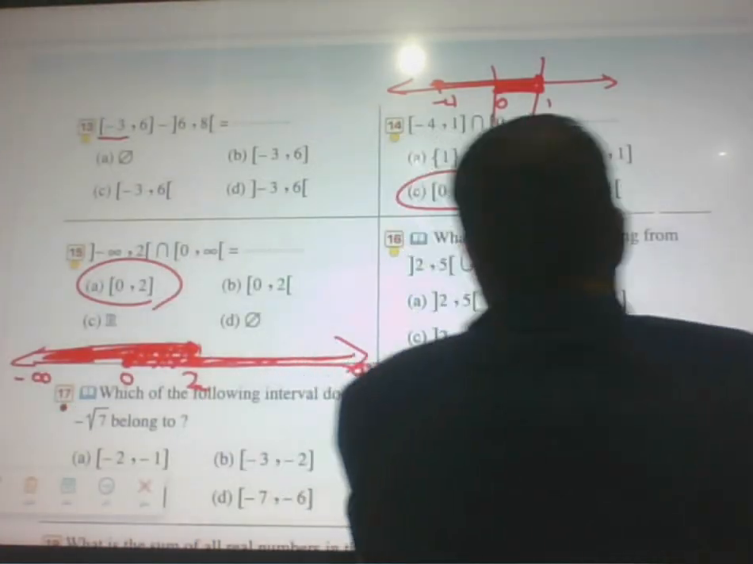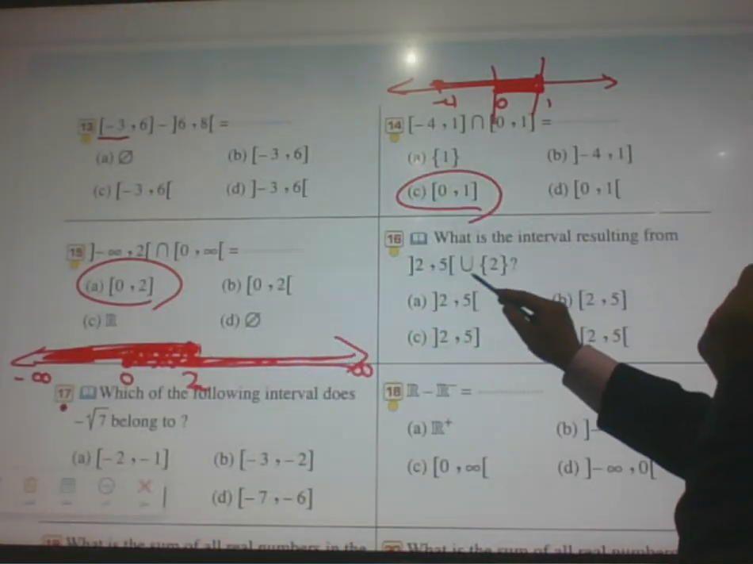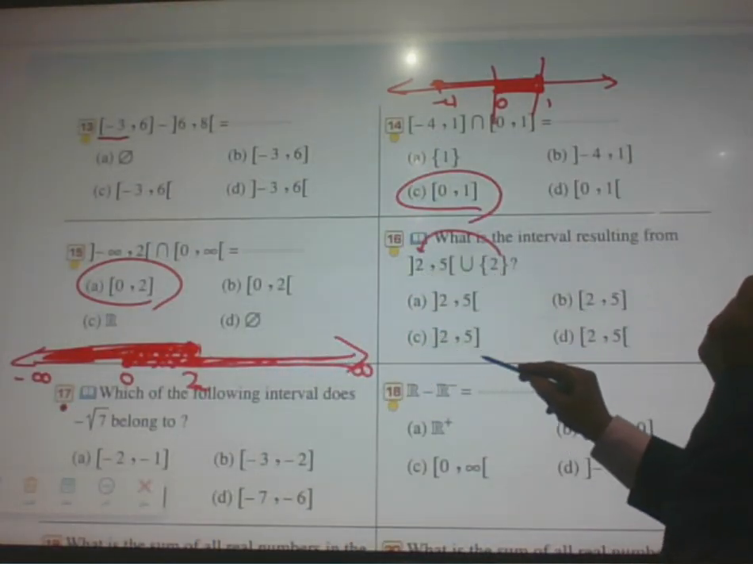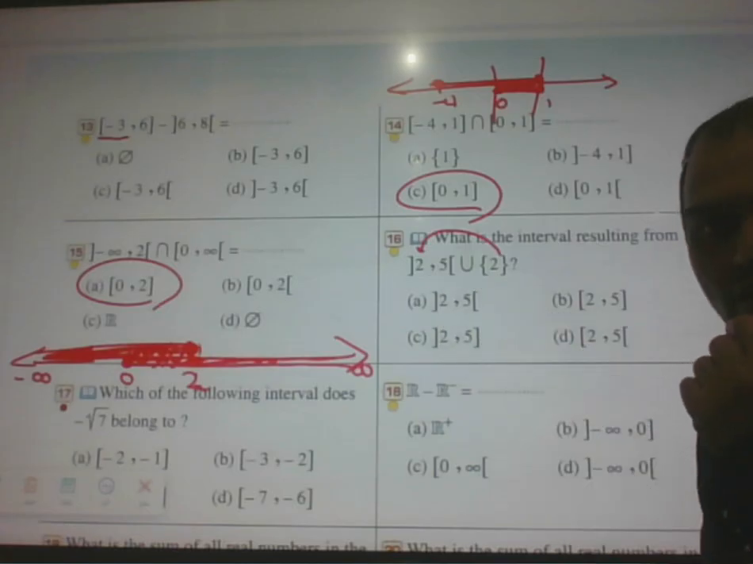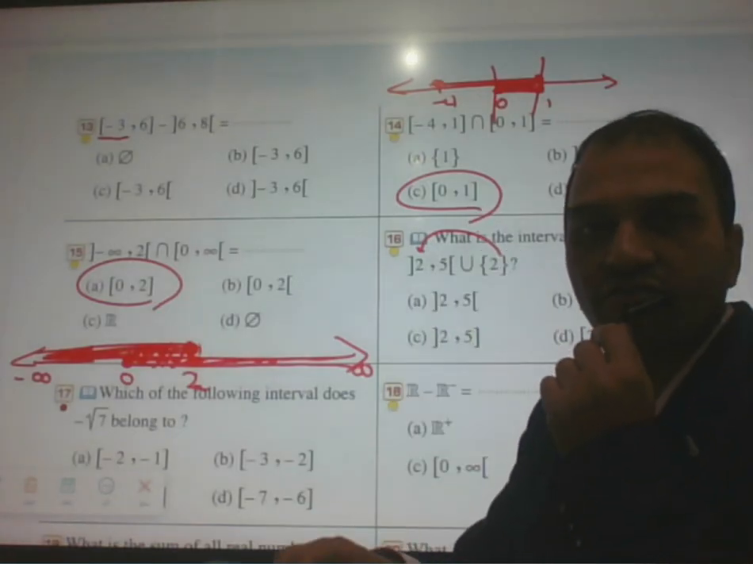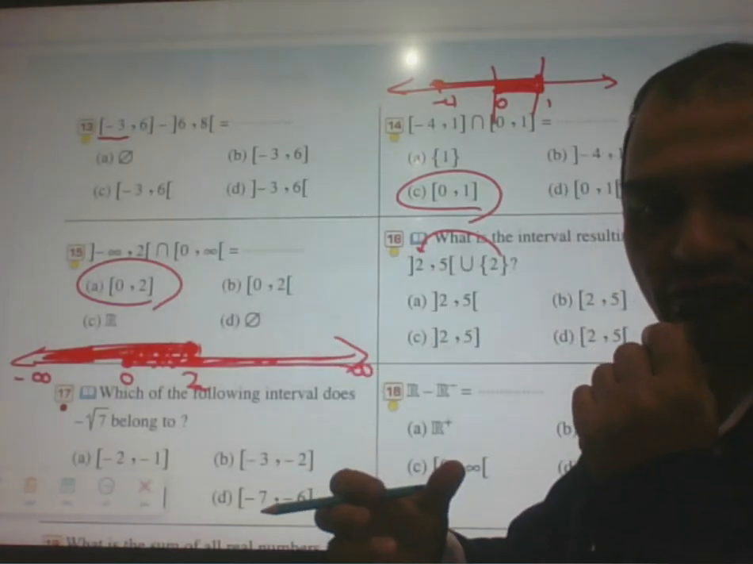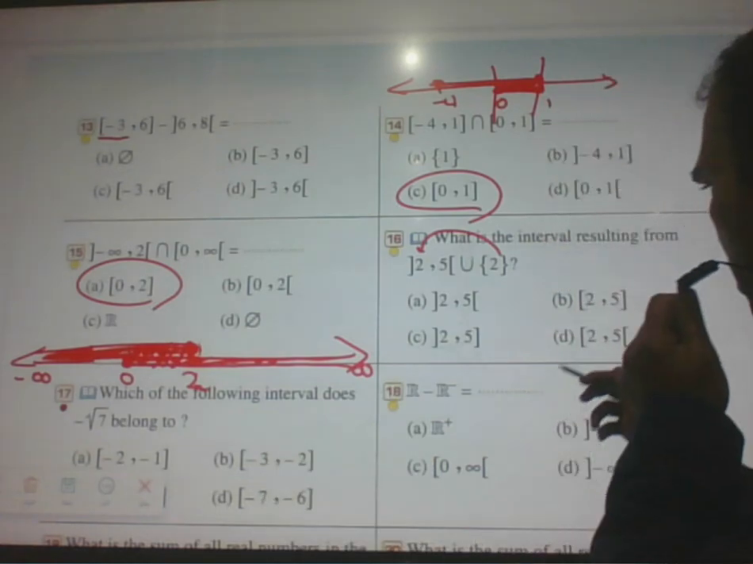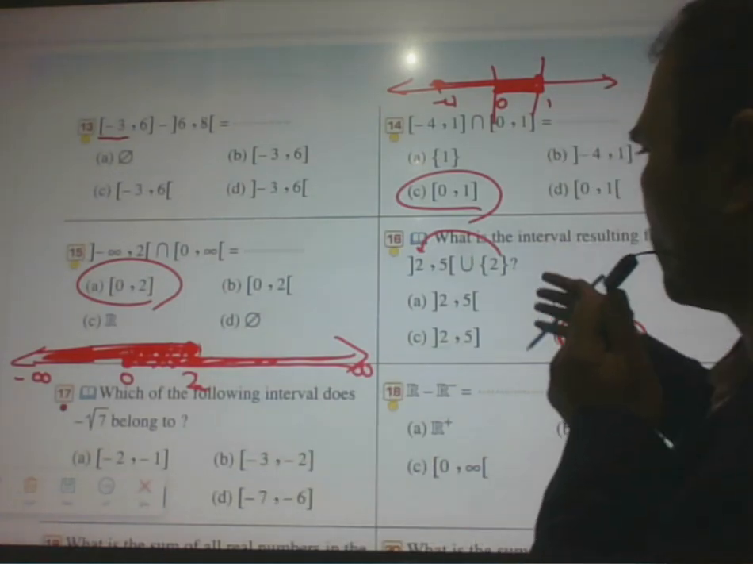And next question here, what is the interval that represents the union here? If we add 2 here, it will be closed because 2 does not belong to the interval. If we put 2 in this interval, then the answer will be a closed interval from 2 and open to 5.